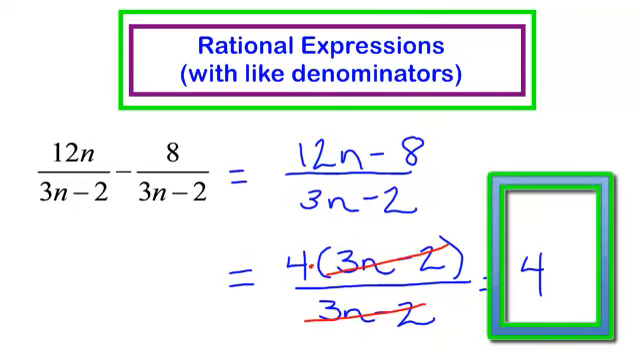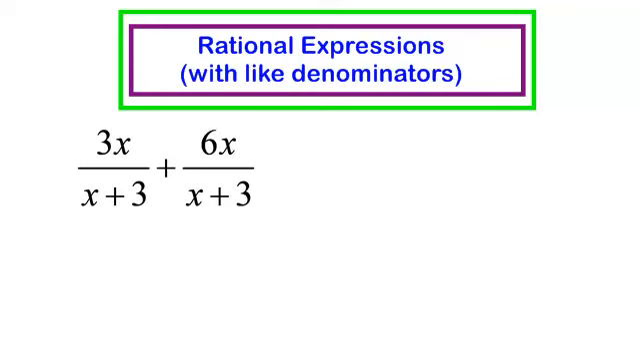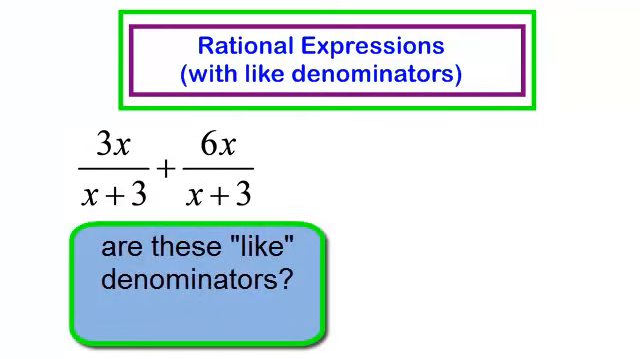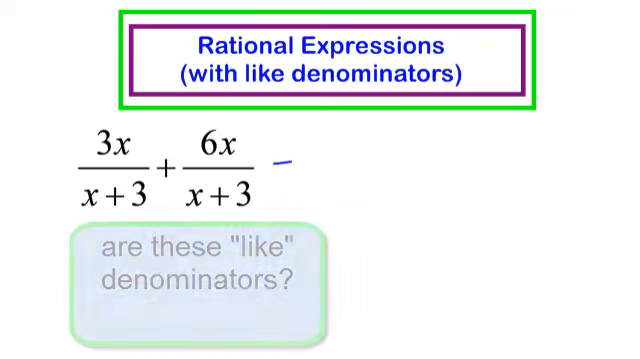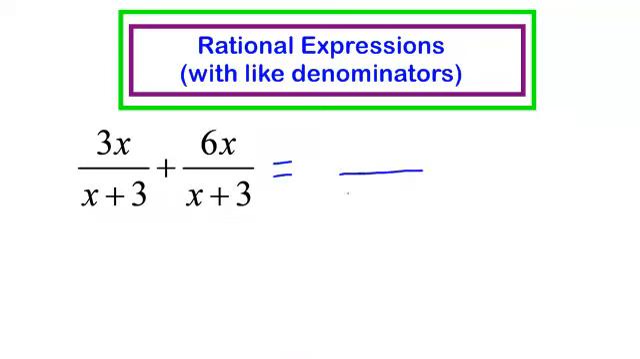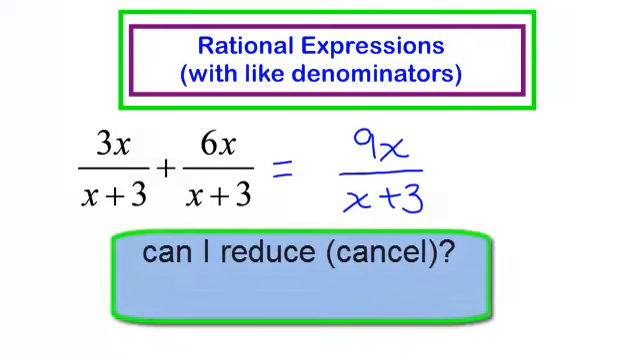Let's try another one. 3x over x plus 3 plus 6x over x plus 3. Can I add these fractions? Yes, they have the same denominator. And my answer will be something over x plus 3. In the numerator, add them up. 3x, and that's plus 6x. So I don't have to be too careful about that sign. 3x plus 6x, they are like terms. It will be 9x. Can I reduce?